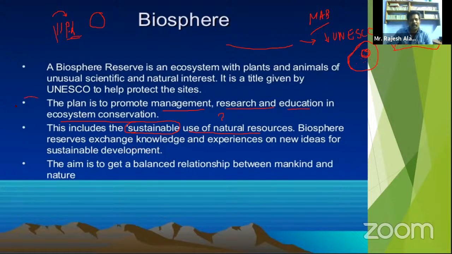What is the knowledge? If I'm bringing my national park under the MAB program as a biosphere, after declaring it a biosphere, what is the outcome? This outcome I can share on the international dais. I can share with other national members to make still further progress in their protective mechanisms, right, sir? The outcomes can be discussed. It's a forum. The aim is to get a balanced relationship between mankind and nature. This is the ultimate aim: balance between mankind and nature.